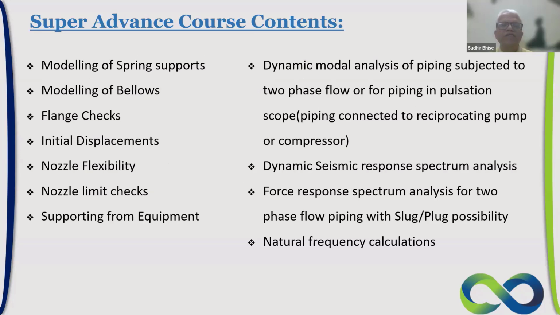Then in this particular course, we are also adding some super advanced requirements such as modeling of the spring supports, modeling of the bellows, then flange failure checks. We were talking earlier about flanges: sometimes if the stresses are very high, then the flanges may also fail. So how to check the flange? Then initial displacements, how to impart initial displacements, and how to impart nozzle flexibility, because equipment has a nozzle, and that nozzle also has some flexibility. So how to take advantage of the flexibility of the nozzles which are mounted on the equipment.